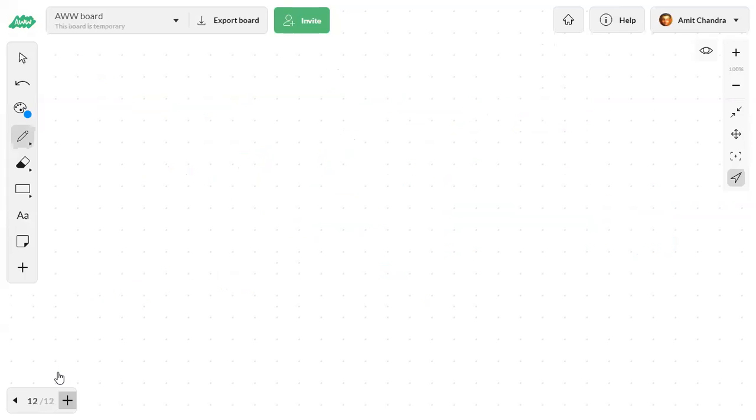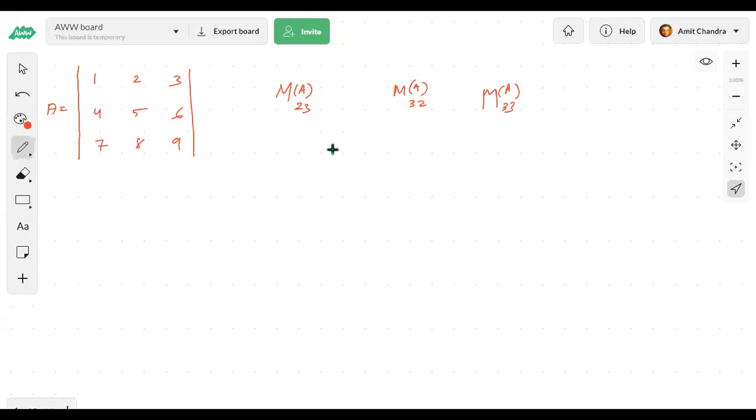I will give you one example. Suppose you have a determinant of A with entries 1, 2, 3, 4, 5, 6, 7, 8, 9. Find the value of the minors M23, M32, and M33. Find these three values and tell me fast.